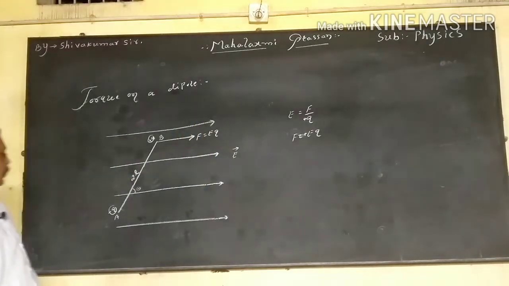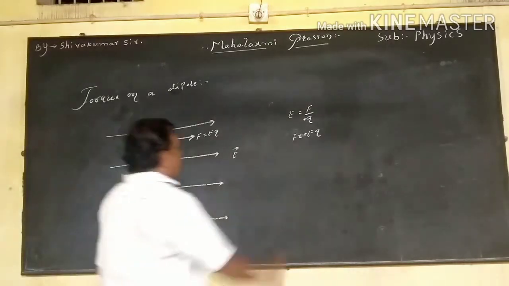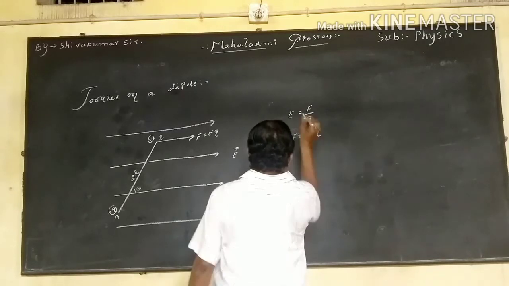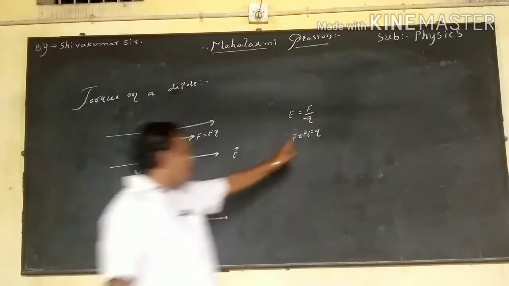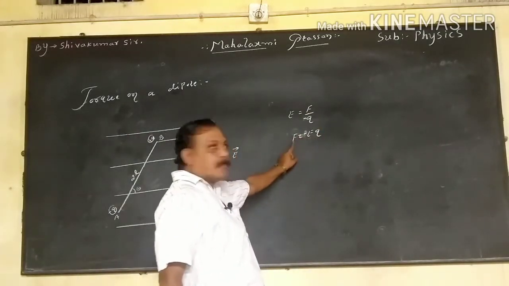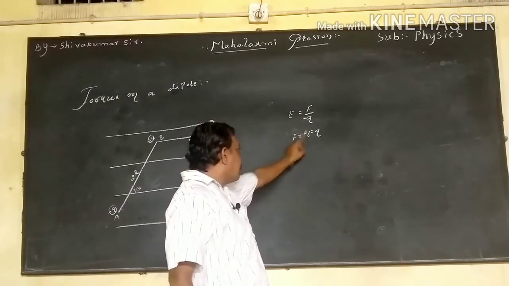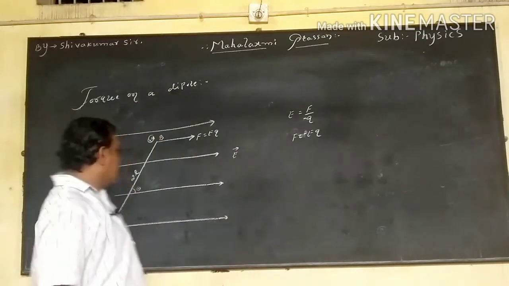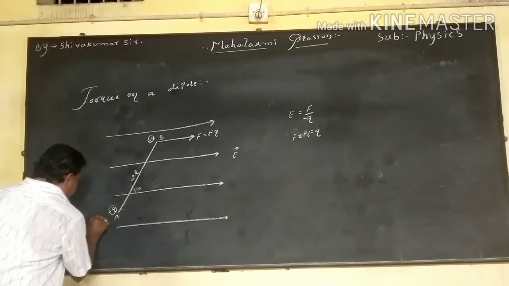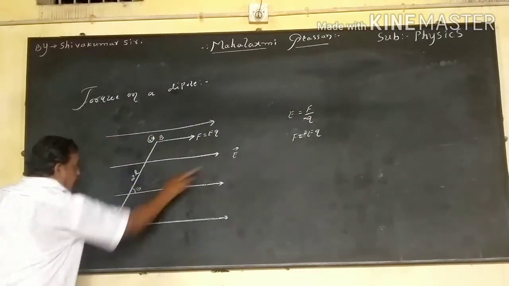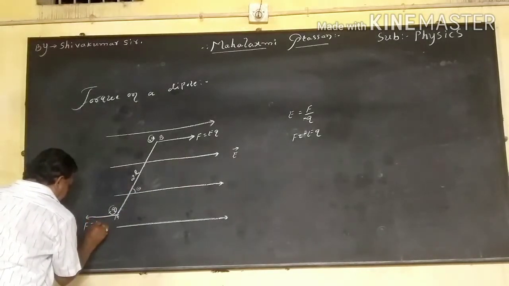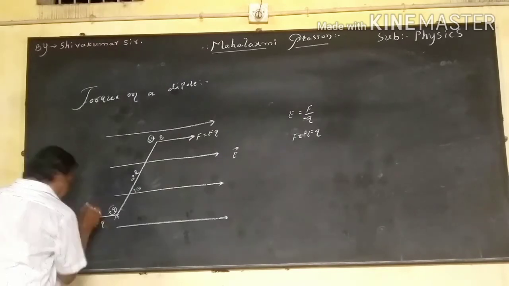Similarly, if I take the negative charge, minus Q, the force is minus EQ. When the charge is in the region of an electric field, it experiences a force. The negative sign indicates that the direction of the force is opposite to the direction of the electric field. Now this charge experiences the force. They are equal in magnitude but opposite in direction.